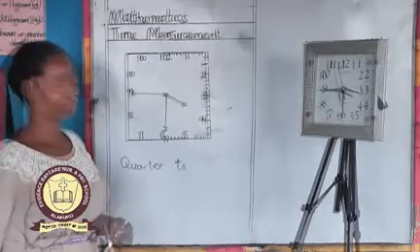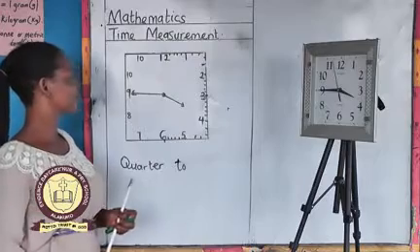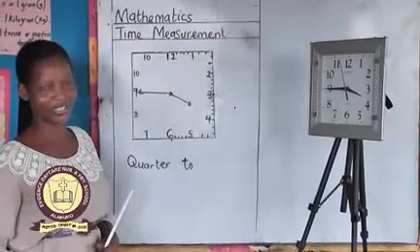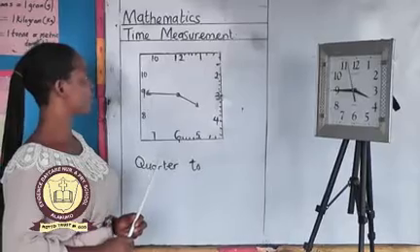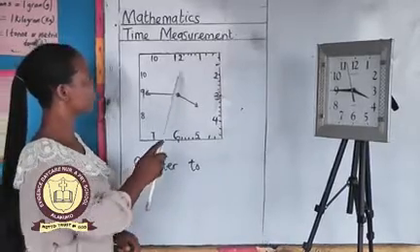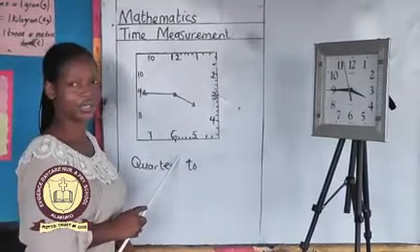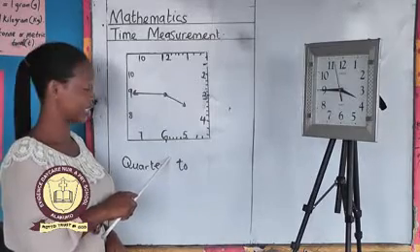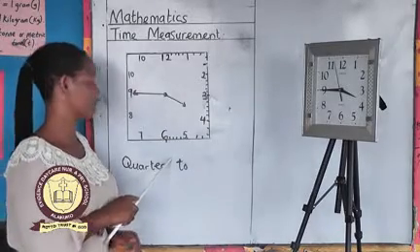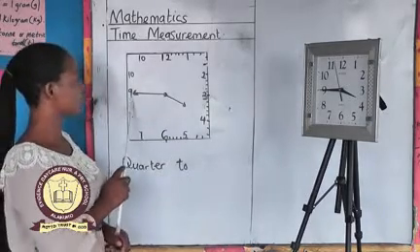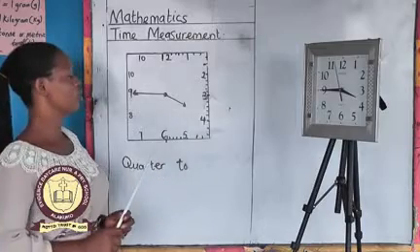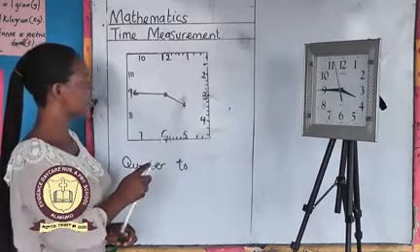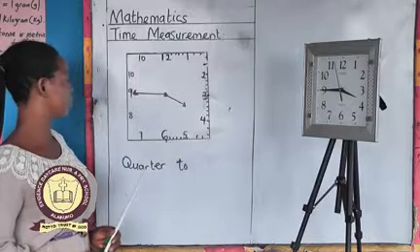I'll be right back. Now, let's go to quarter to. Before, the time was 3 o'clock. Now, from 3 o'clock, it's moved to half past 3. Now, it's no longer 3 o'clock, and it's no longer 3:30, but now is 3:45. Look at the time. The time is 3:45.